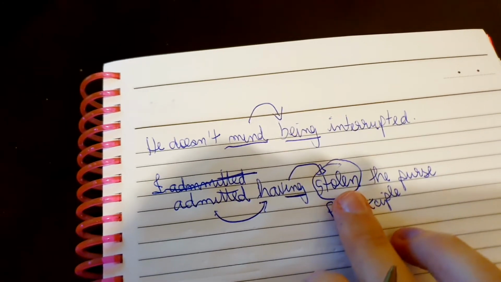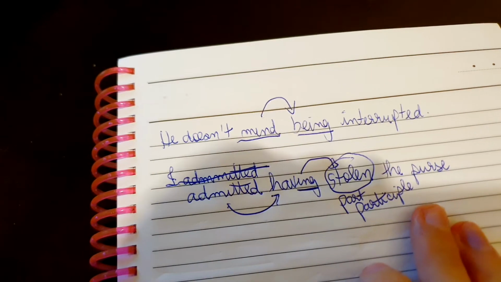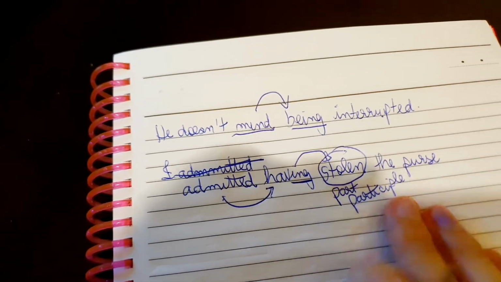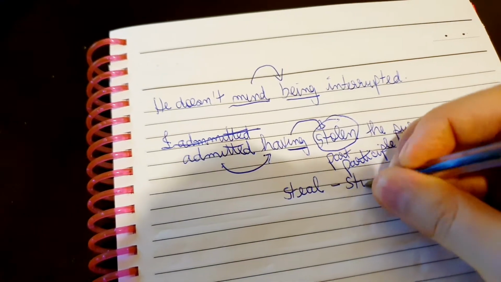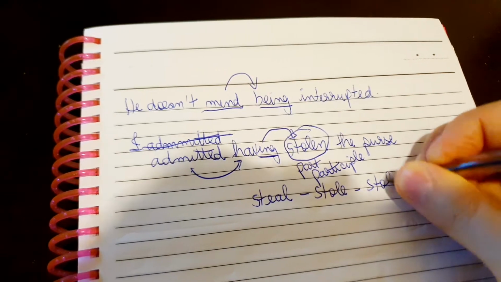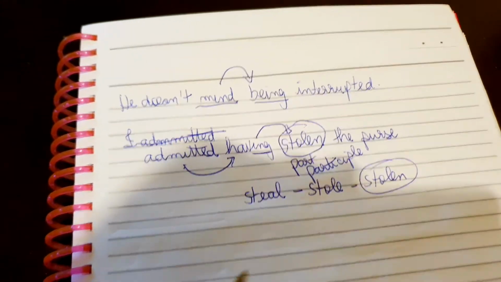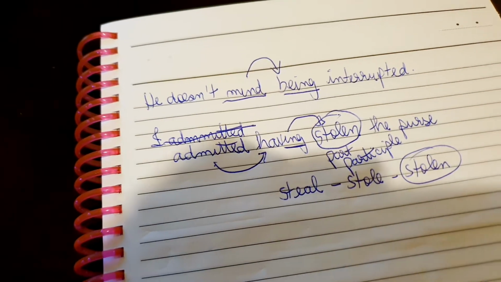I can use the past participle here. So it's possible to use such a structure whenever you talk about finished actions, okay? The verb is steal, stole, stolen. The past participle is the third one, okay? The next one, let's see more examples.